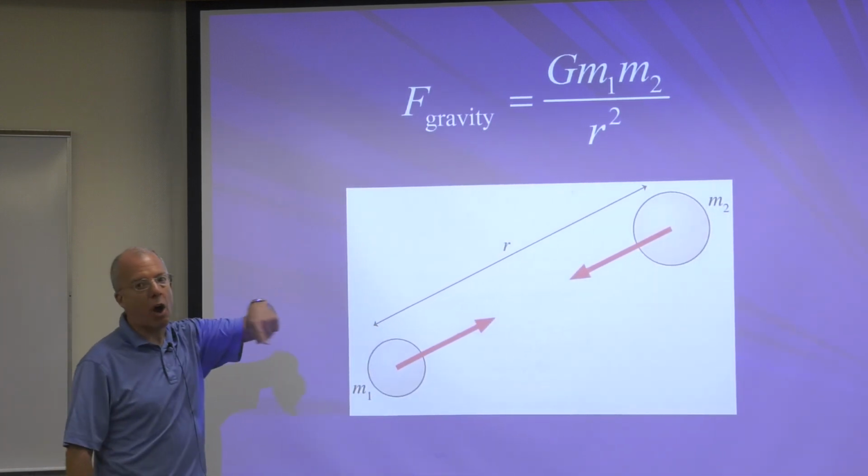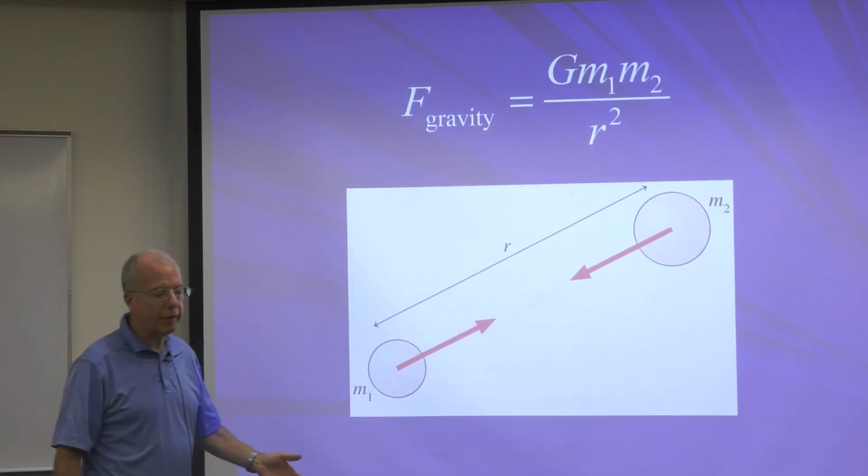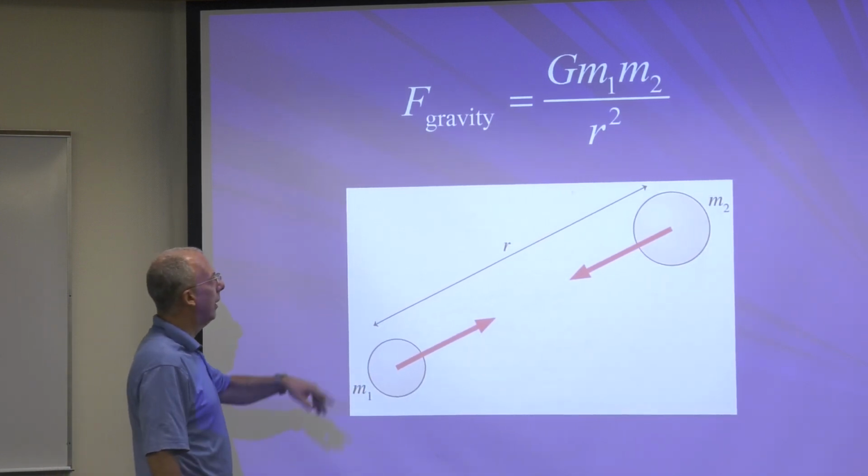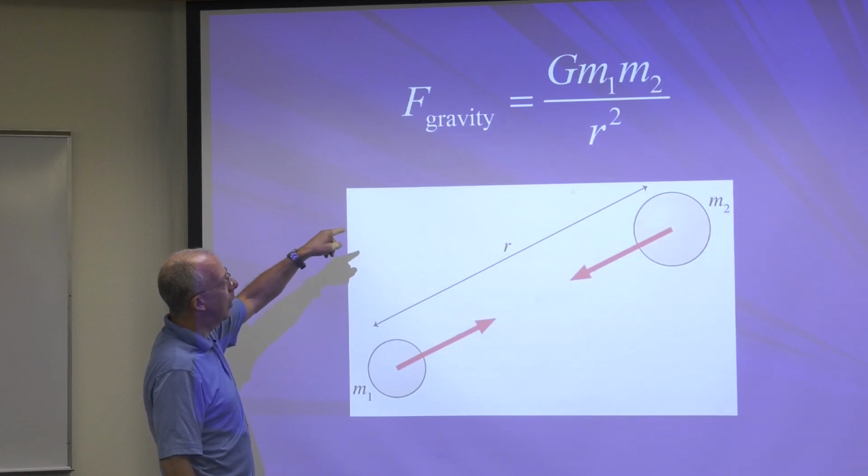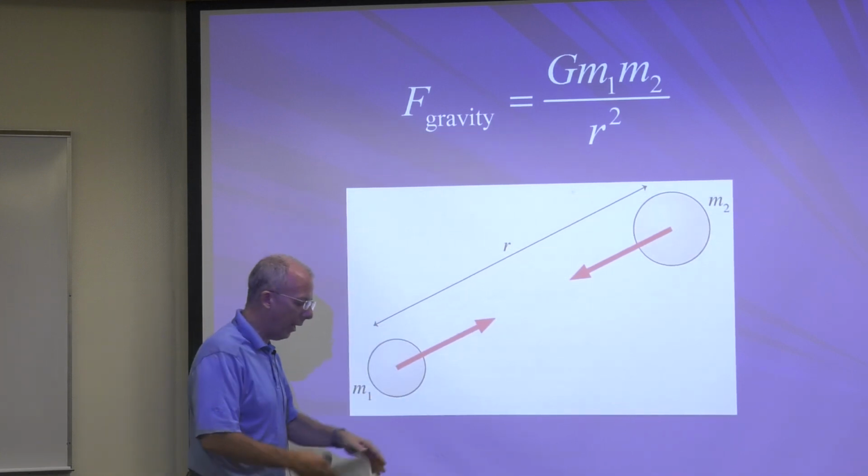So G is a constant of nature. It's called the gravitational constant, believe it or not. Don't worry about it now. So the force of gravity is G m1 times m2 divided by the distance squared.